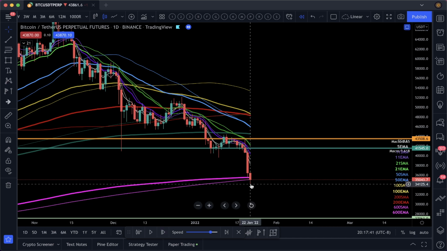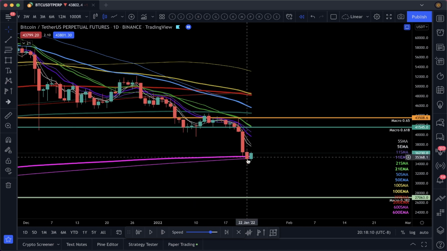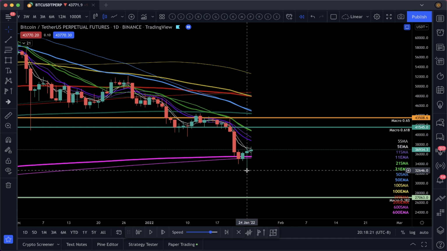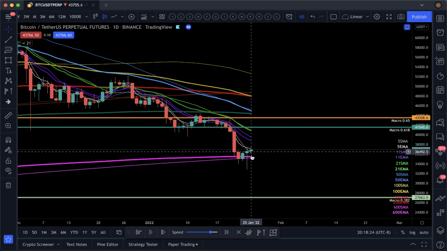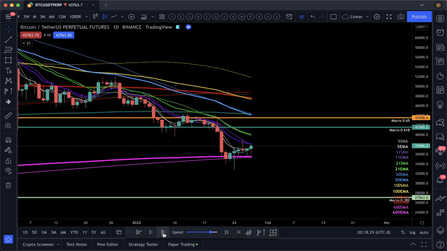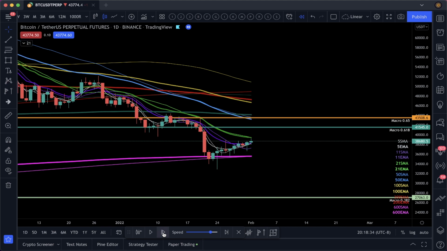I believe I longed this wick here on a shorter time frame. You guys could go back to my Telegram, see how I did that. I believe I caught this wick right here. This is actually where I caught the long from. Pumped. Crashed off the 21.